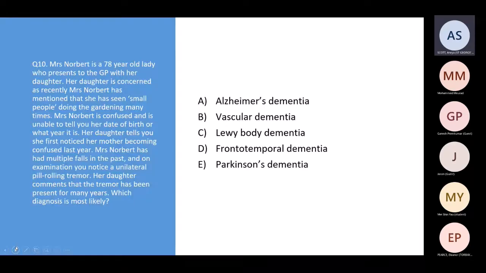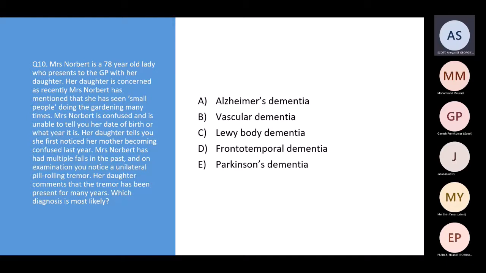So question 10, we're getting near the end now, I promise. Mrs. Norbert is a 78-year-old lady who presents to the GP with her daughter. Her daughter is concerned as recently Mrs. Norbert has mentioned that she's seen small people doing the gardening many times. Mrs. Norbert is confused and is unable to tell you her date of birth or what year it is.